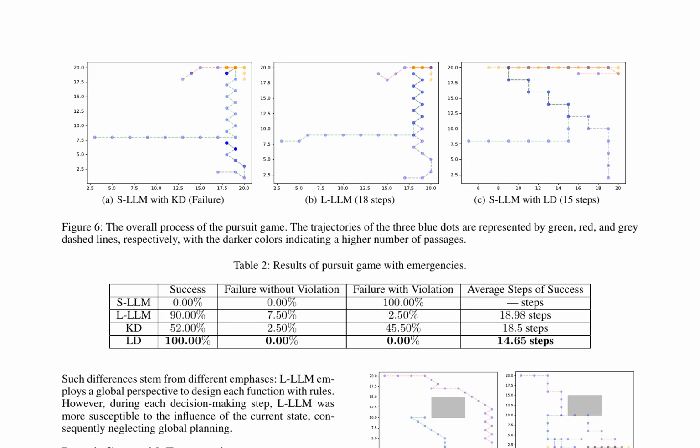Here is a combined summary of pages 7 and 8 of the research paper. The pursuit game with emergencies is used to assess the capacity of different large language models, LLMs, to handle emergencies. The results show that L-LLM can still grasp the rules through simple textual descriptions and implement effective planning and decision-making, achieving a success rate of 90%.